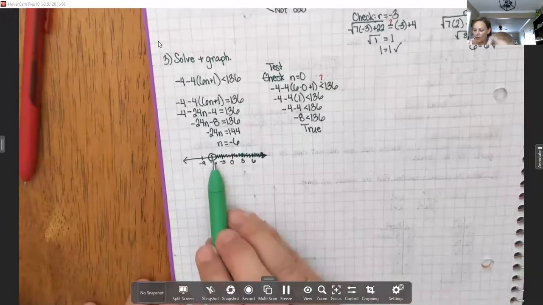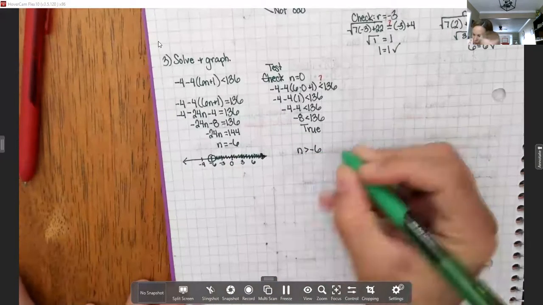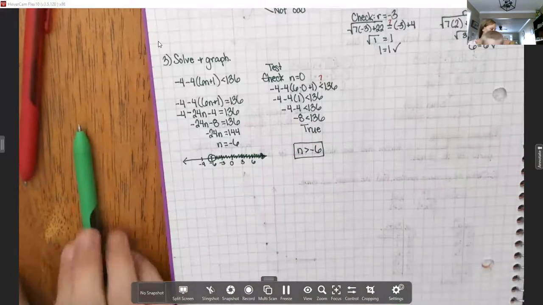And then remember to write your inequality. So it's not n equals negative 6, it's n is greater than negative 6. Because these numbers are larger than negative 6.